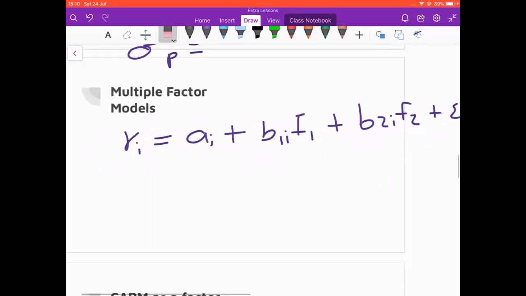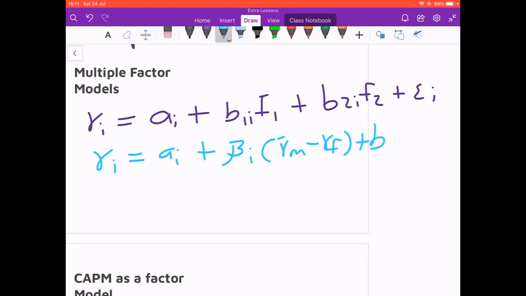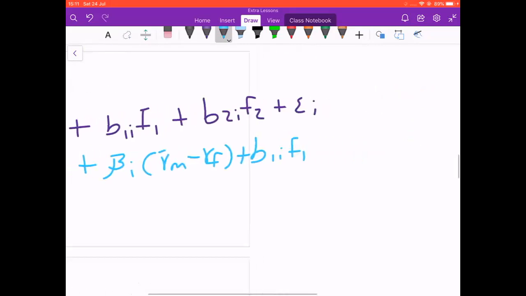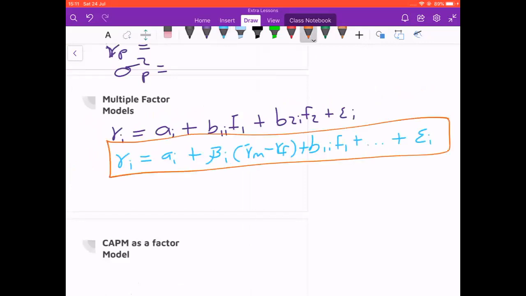But then when you look at other books or other articles about multiple factors, they use this: they say a plus b1i F1 plus, again, before the factor they would actually use beta. They would say beta i, and then any other factor, beta 1i F1, plus other ones, plus the error. So this is what they use in other books.